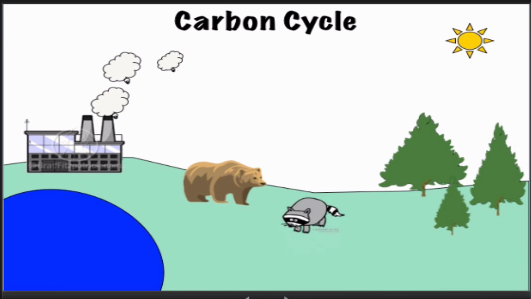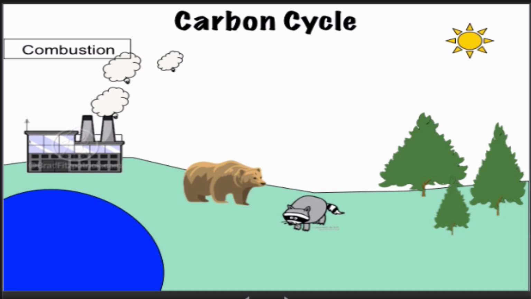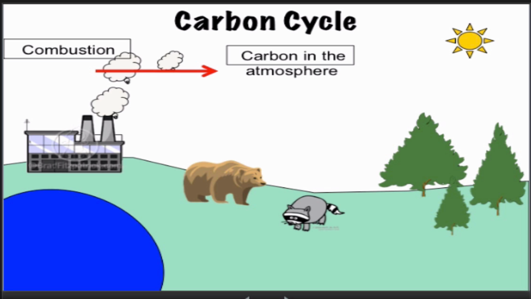So this is my beginning for my carbon cycle. I'm going to start with combustion, which happens in factories or in your car or something like that. Burning of fossil fuels is going to add more carbon into the atmosphere in the form of carbon dioxide. Now that carbon in the atmosphere can then be transferred to plants through the process of photosynthesis. The carbon is now moving from the atmosphere to the biosphere.